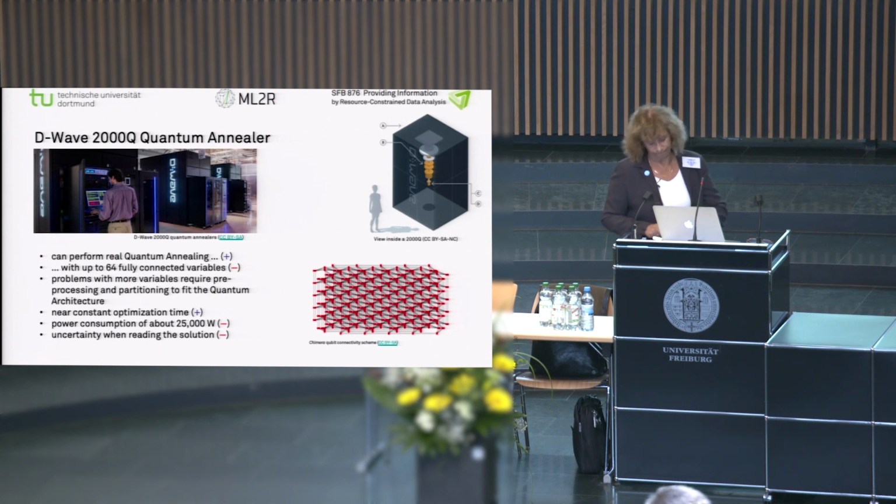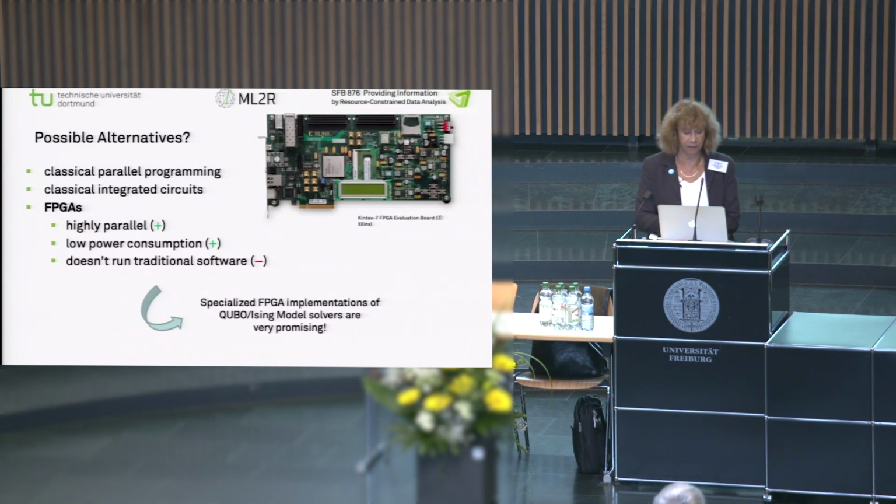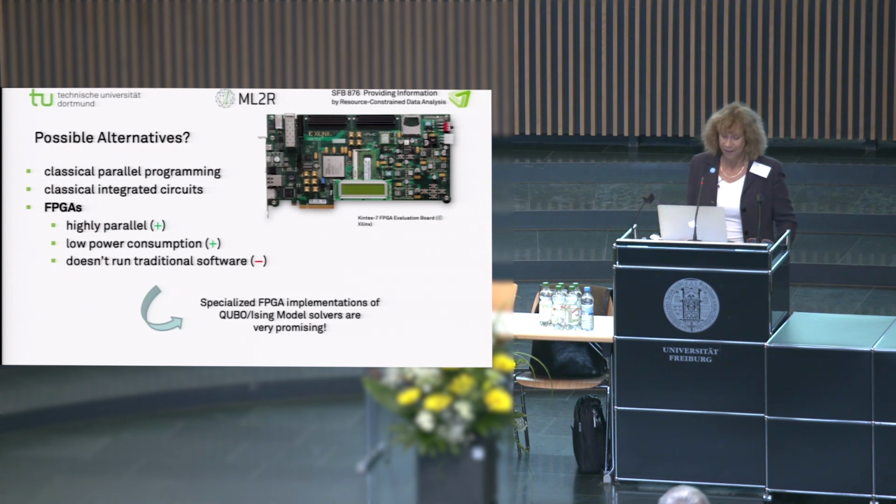So we thought, maybe we prepare for something that is similar to quantum annealing, but we do that on another hardware, and that is this FPGA, where you can do classical programming that is highly parallel. Then we have low power consumption. Well, it is some work for us, so this minus only means that Sascha Mücke had to do a lot of work in order to program that. But we could then do a specialized FPGA implementation of the Ising model or QUBO.